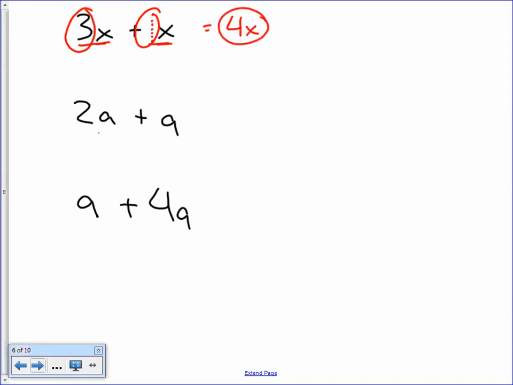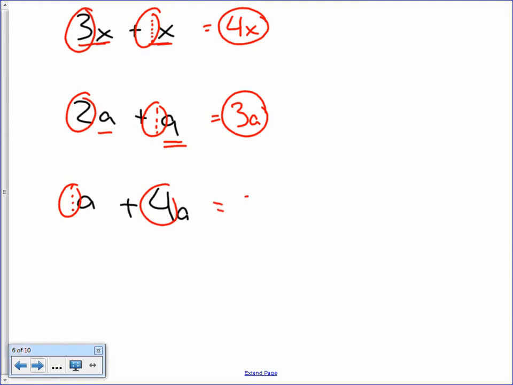The second one here, I have an A and an A. There's no number in front of this guy right here, but we'll treat that as an invisible 1. 2 plus 1 will give me a 3A. And the last one here, I have the A's in common. They kind of look like 9s, but they're A's. Then there's an invisible 1 there. 1 plus 4 will give me 5, and that common variable A.